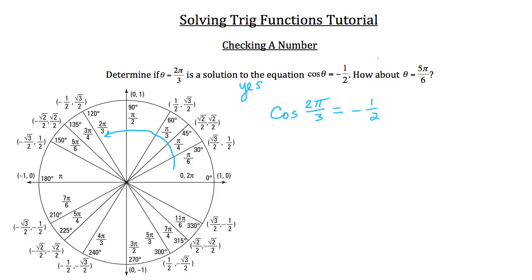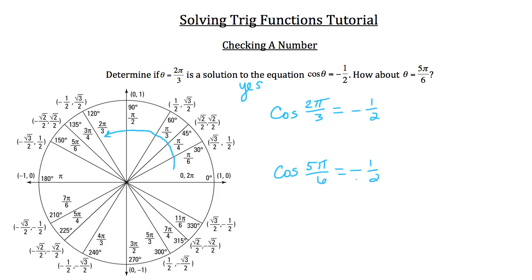Now the second part of the problem asks us to check whether or not theta equal to 5 pi over 6 is a solution to the equation as well. So we'd write it out again: cosine of theta, and now we're using 5 pi over 6 for our theta, is equal to negative 1/2.